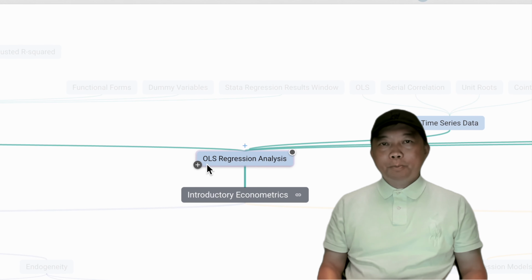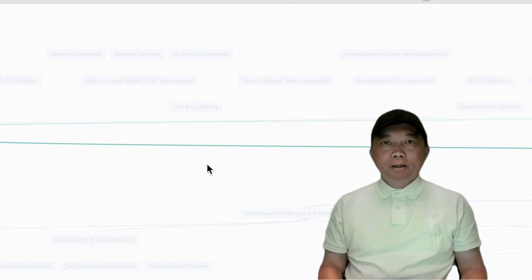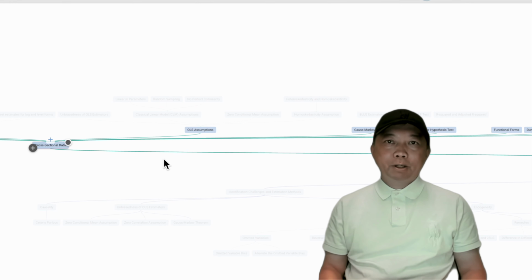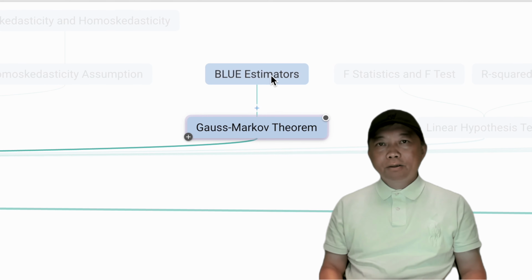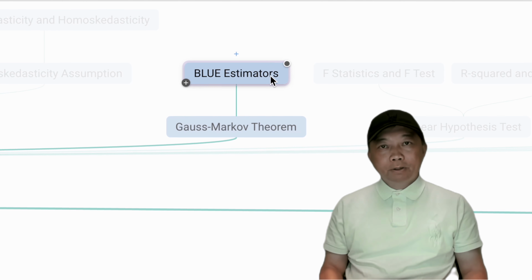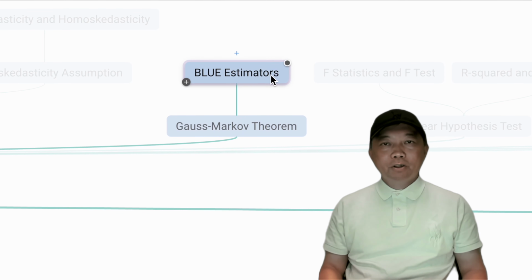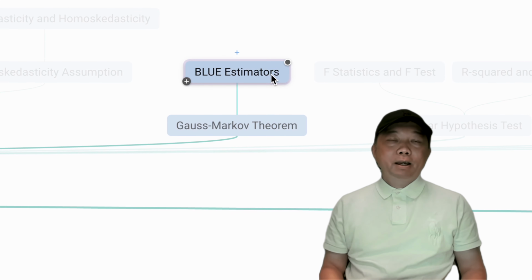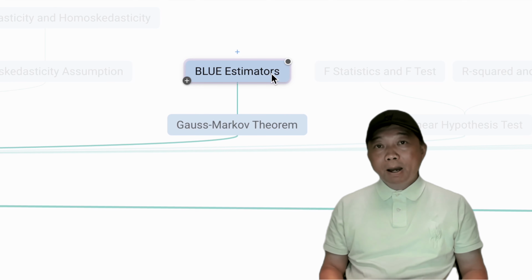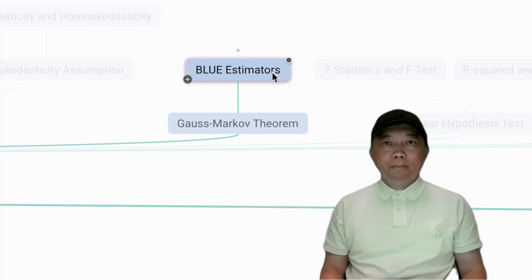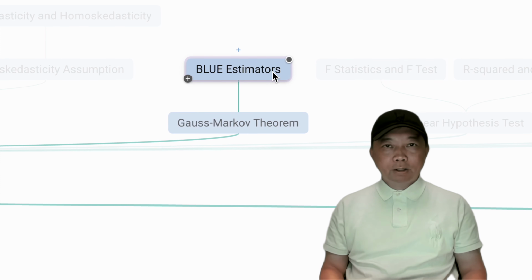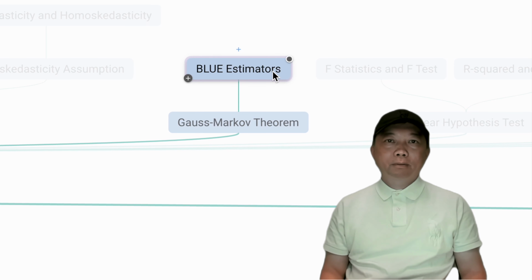Today, we explore the best linear unbiased estimator, BLUE. The OLS estimator under the 5 Gauss-Markov assumptions is a BLUE estimator. That is, it is the linear unbiased estimator with the smallest variance. We also demonstrated with examples.